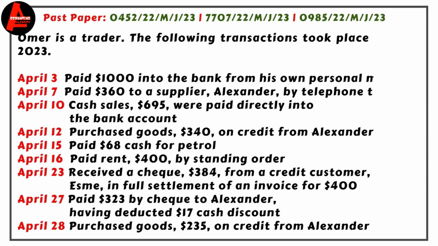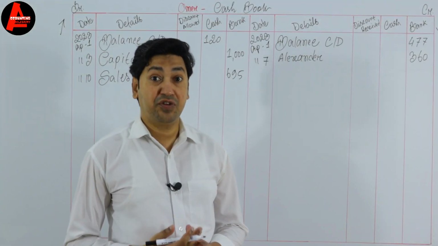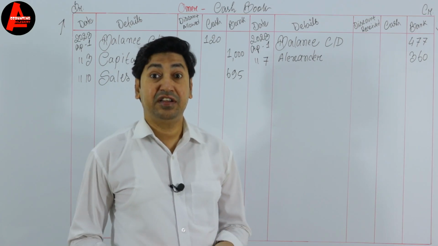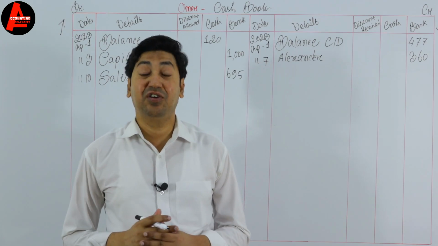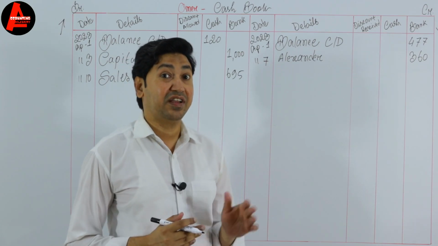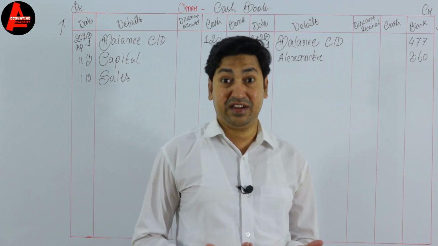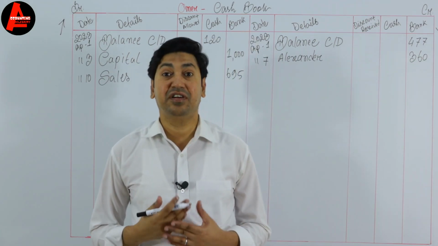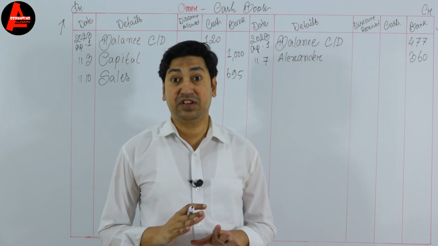So our next transaction is April 12. Here, purchased goods of $340 on credit from Alexander, okay? Purchased goods on credit. This transaction is related neither to cash nor bank, so it will not appear here. Now, you might be wondering why this transaction is given in the question. Just to check your understanding, okay? If you understand the cash book properly, you will ignore this transaction.